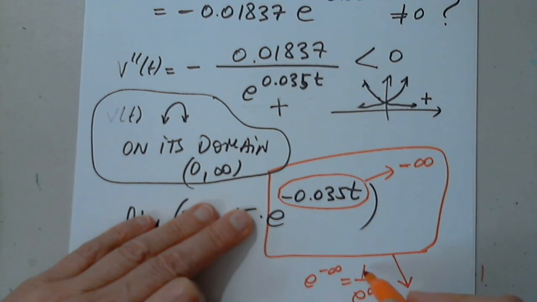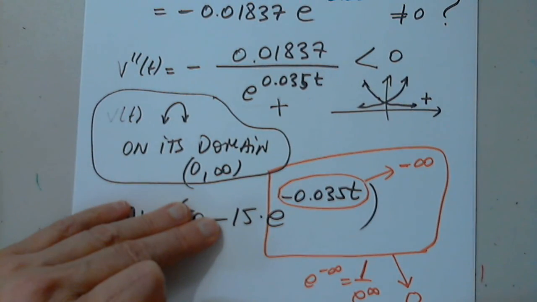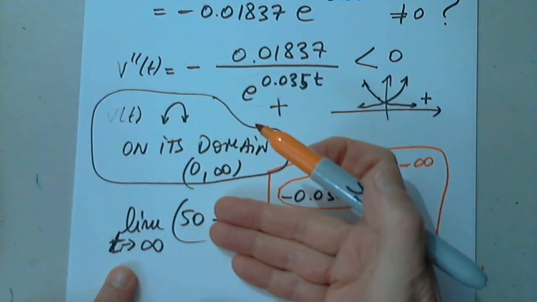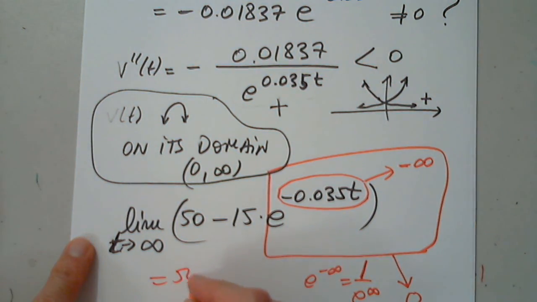Careful. I have a pie, and I want to share it with billions of people. How much will you get? Oh, 0. Excellent. How much is 0 times 15? 0. Perfect. So then what is the limit? 50. Which means y equals 50 is a horizontal asymptote at infinity.